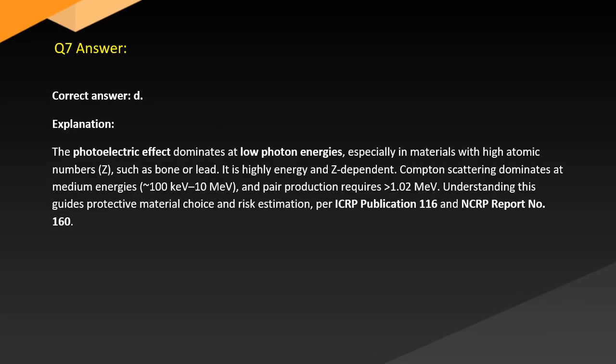Answer. Correct answer: D. Explanation. The photoelectric effect dominates at low photon energies, especially in materials with high atomic numbers Z, such as bone or lead. It is highly energy and Z-dependent. Compton scattering dominates at medium energies, 100 keV to 10 MeV, and pair production requires 1.02 MeV. Understanding this guides protective material choice and risk estimation per ICRP Publication 116 and NCRP Report No. 160.